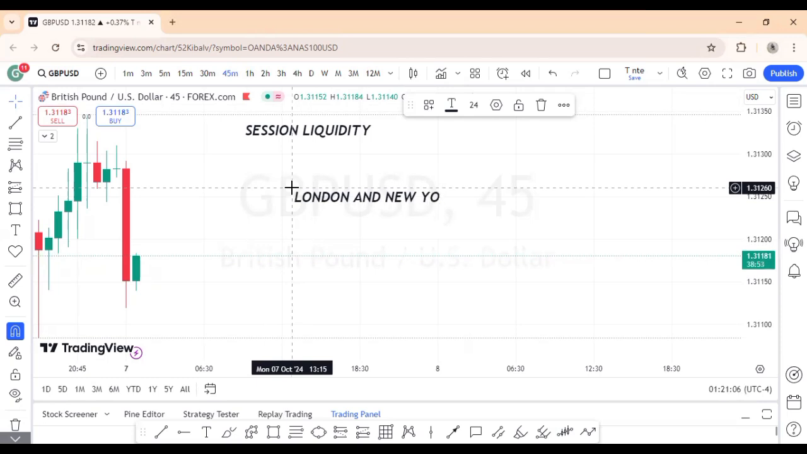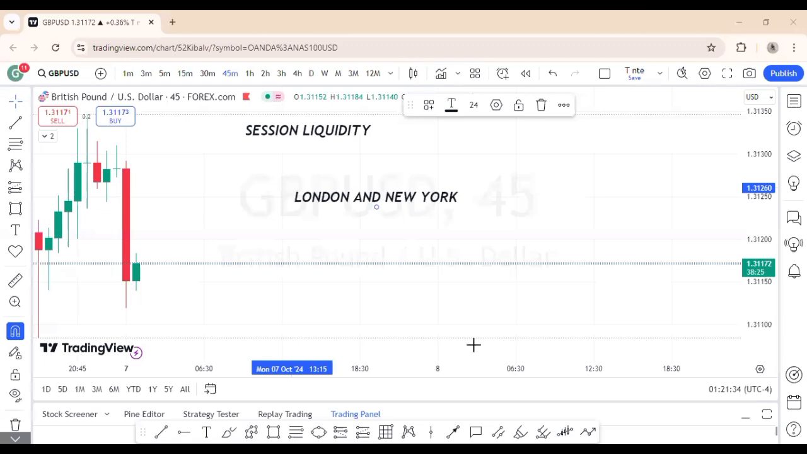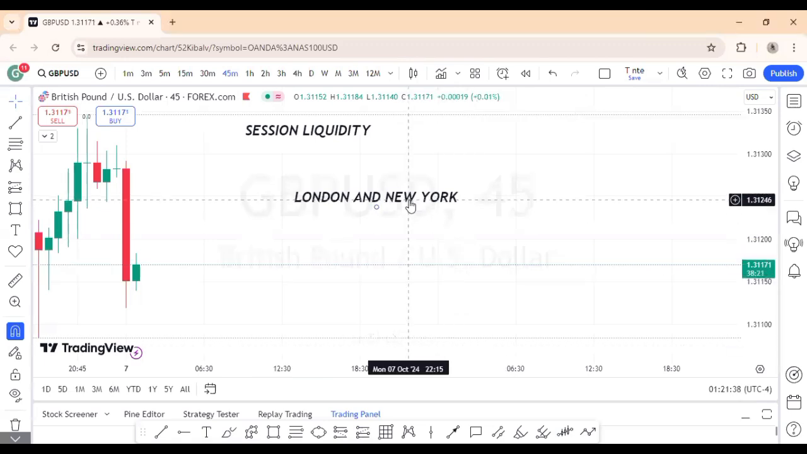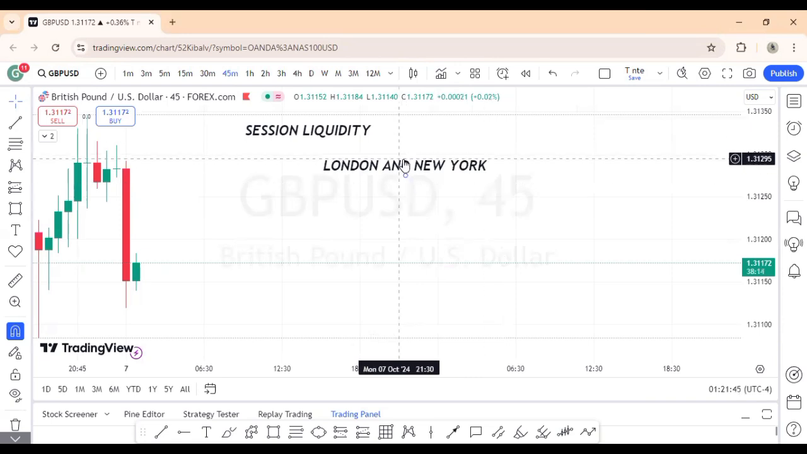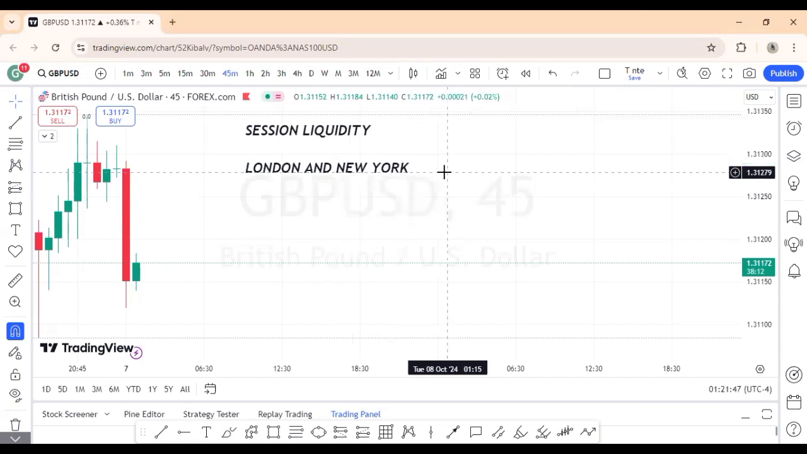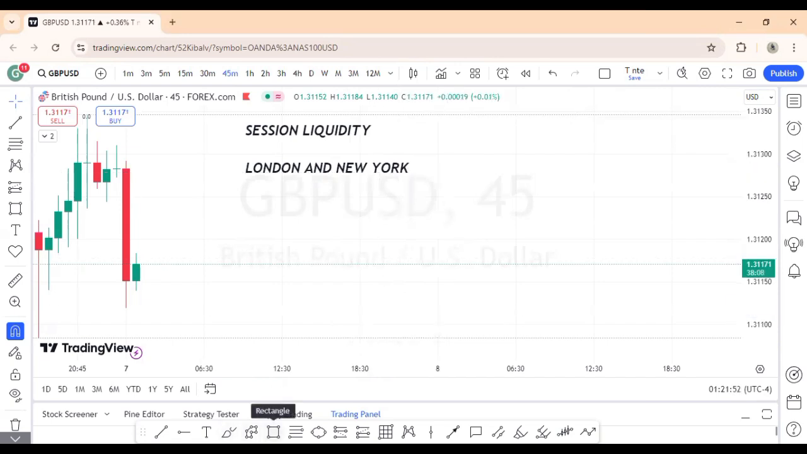All right, so let's look at session liquidity: London and New York. For me personally, this is how I use it. We have three sessions: the Asian session, the London session, and then the New York session, right? So for me, I personally look at London and New York.